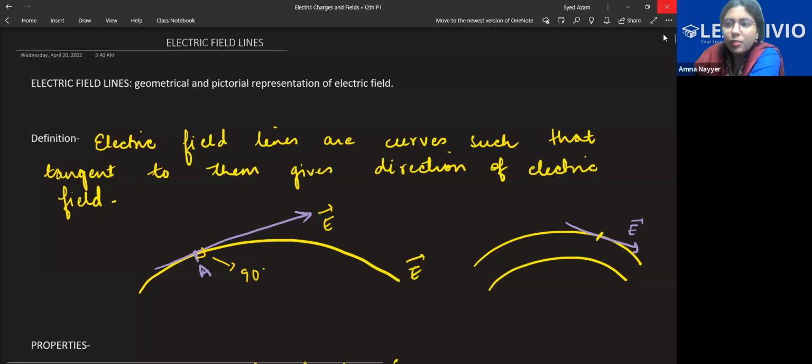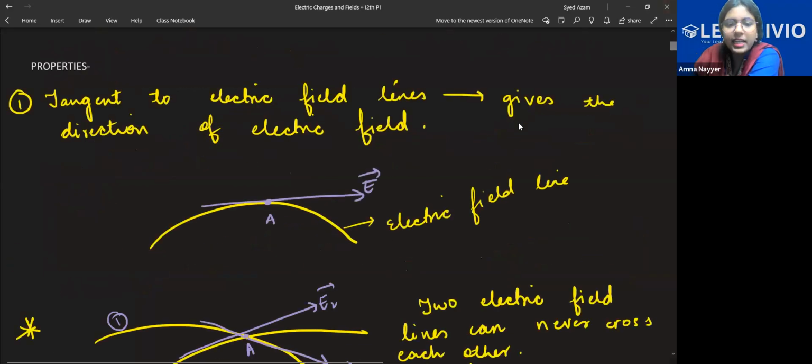But let us see this. What are the properties of electric field lines? First property, as I discussed, tangent to electric field lines give the direction of electric field line.